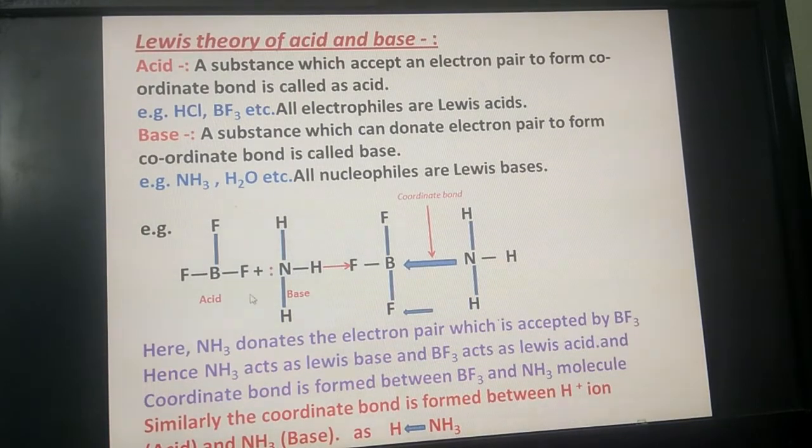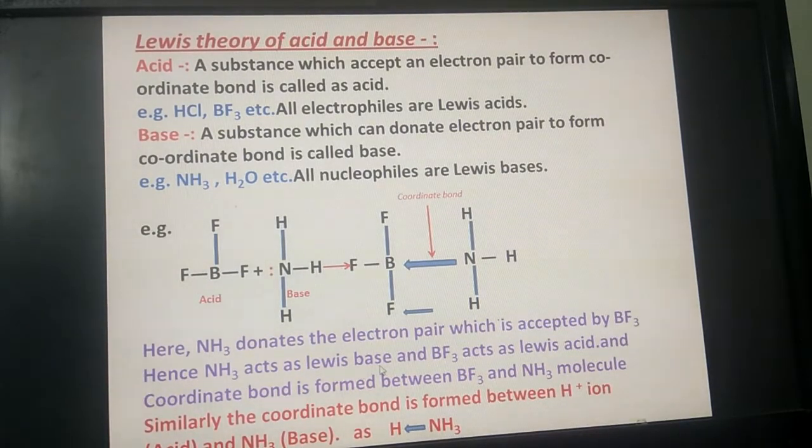Then an example is given of acid and base. An acid is a substance that accepts a pair of electrons, and a base is a substance which donates a pair of electrons. Here nitrogen has a pair of electrons and it donates them to BF3, and then a coordinate bond is formed between BF3 and ammonia. So NH3 donates the electron pair, which is accepted by BF3. Hence, NH3 acts as a Lewis base and BF3 acts as a Lewis acid.